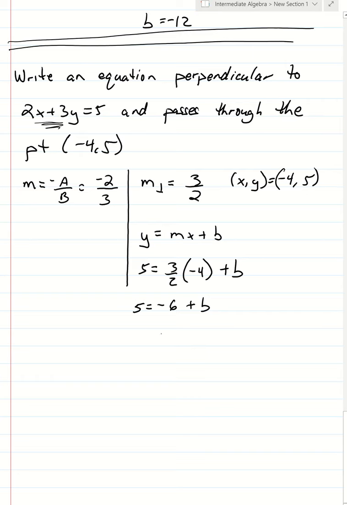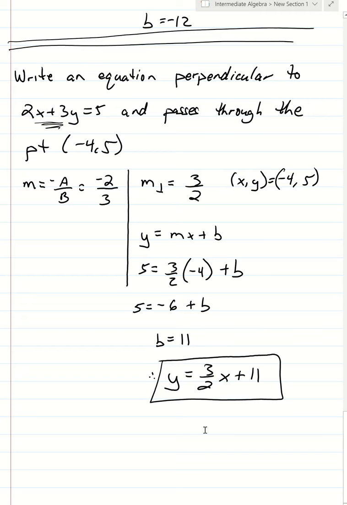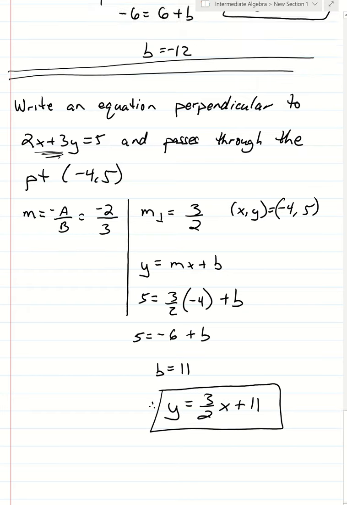And to solve for b, you would add 6 over. b equals 11. We have our b value, we have our perpendicular slope, so therefore our answer would be y equals 3/2 x plus 11. We have now written an equation that is perpendicular to the given equation and will pass through the point negative 4, 5.